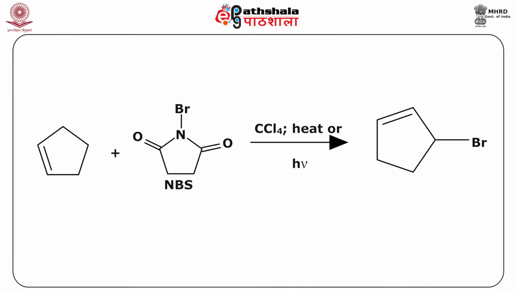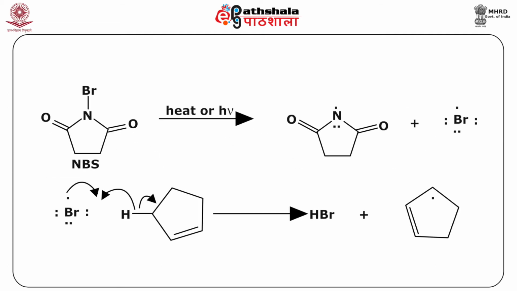In these reactions using N-bromosuccinimide in CCl4, it has been shown that bromine is the actual halogenating agent. Bromine is generated in this manner: when the N-Br bond of NBS is cleaved homolytically, a bromine radical is generated. This bromine radical then abstracts an allylic hydrogen from an alkene, which is cyclopentene in the above example.